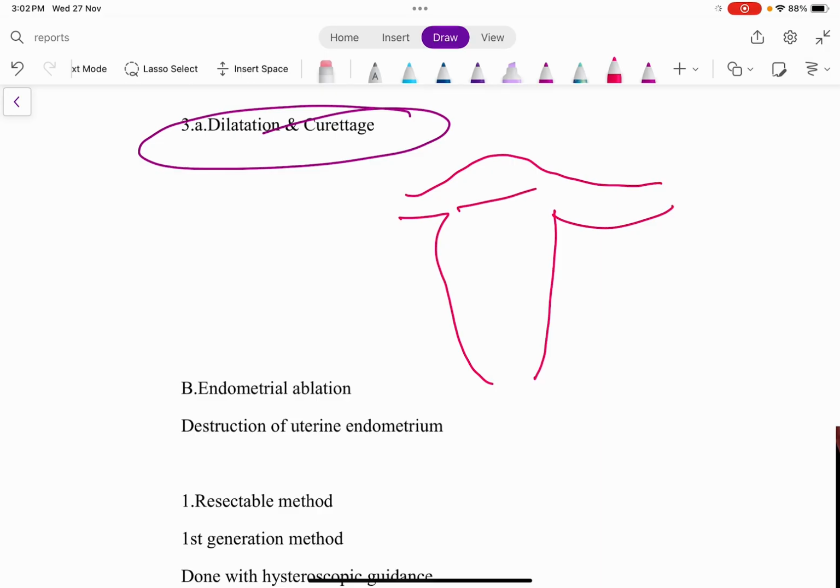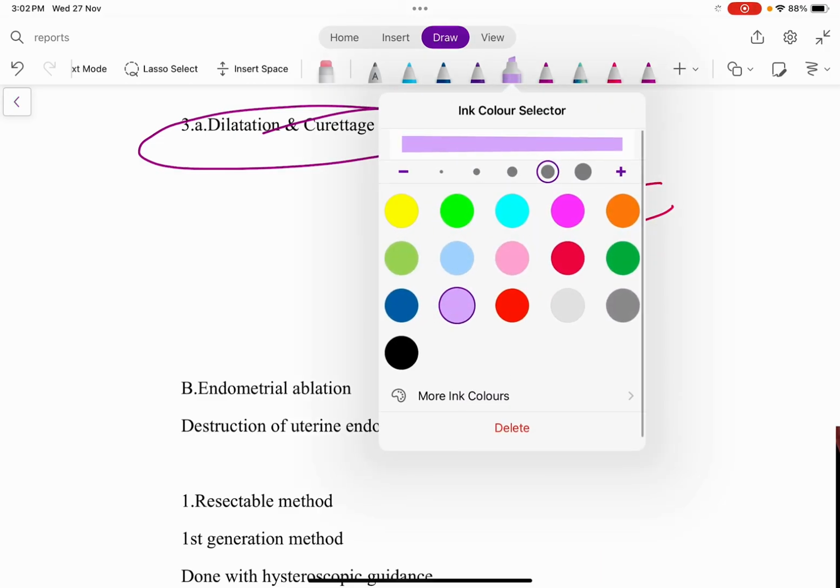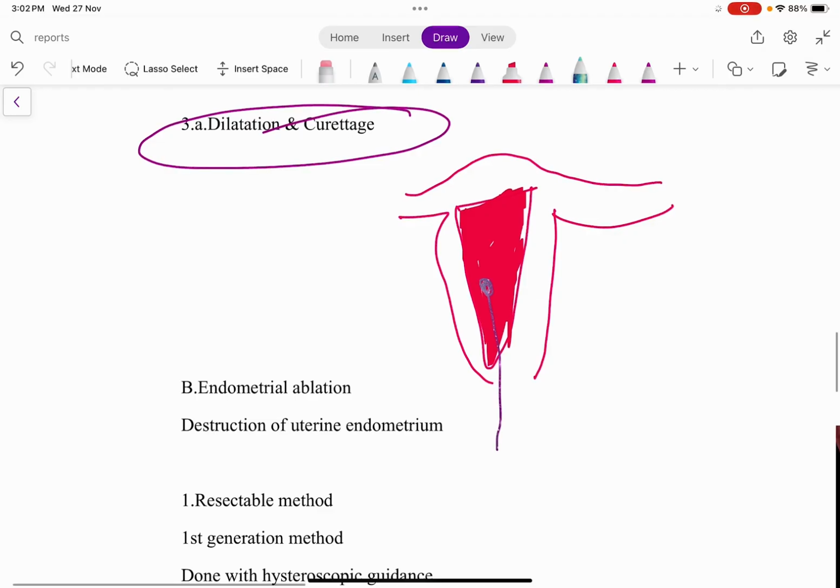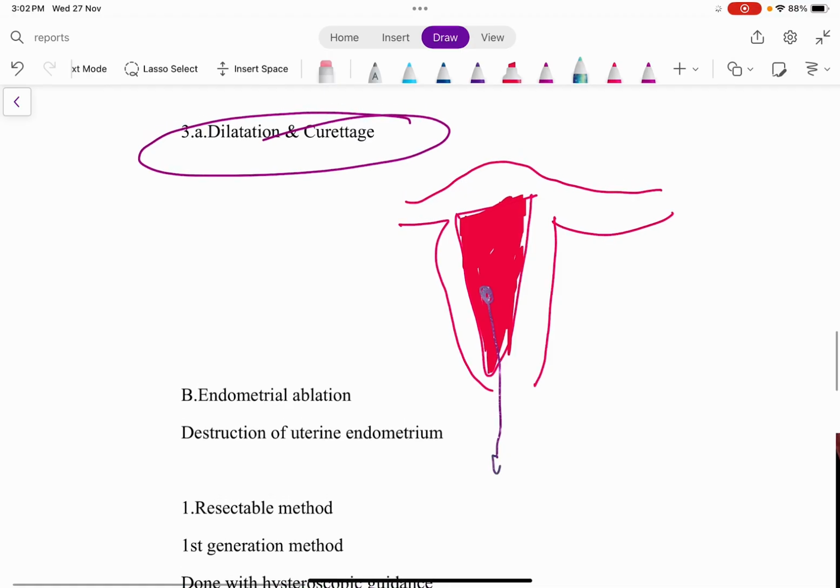Let's say, for example, this is going to be the uterine endometrium. Now I'm going to introduce a curette. This curette has a rough surface. So with the help of this curette, I'm going to curette out the entire uterine endometrium. You just curette it out.